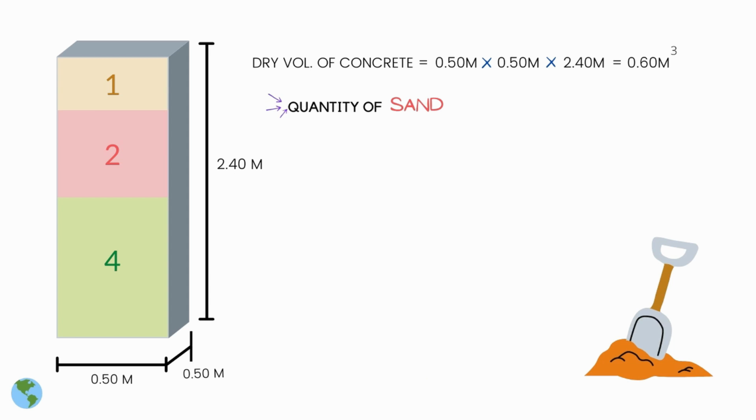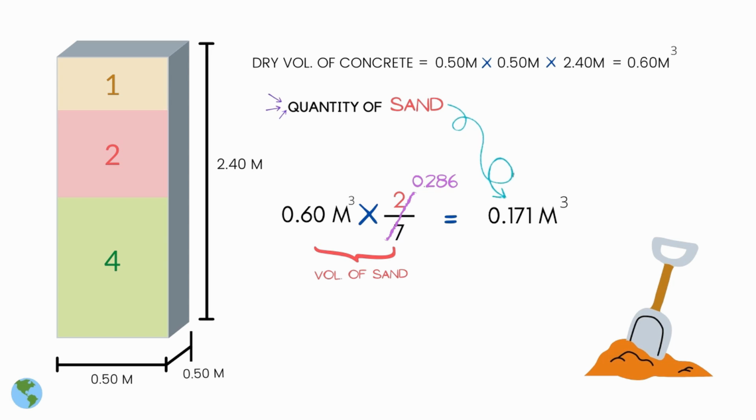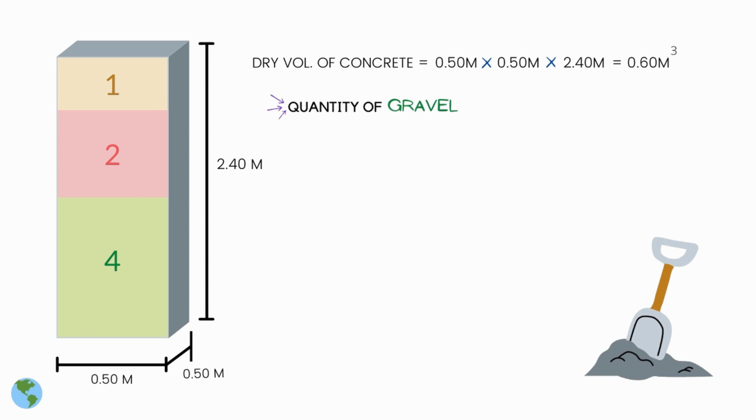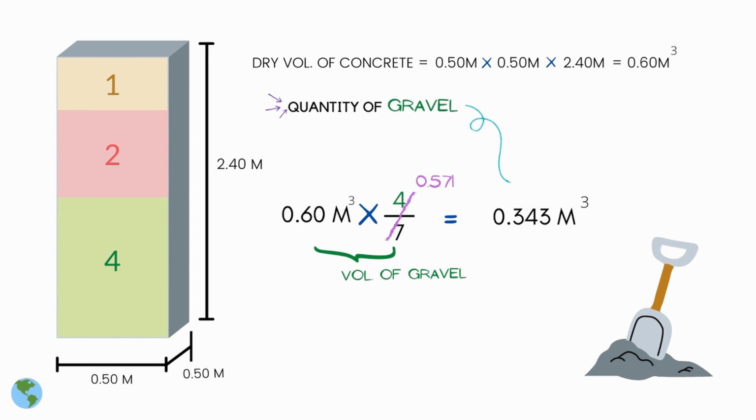For the quantity of sand, I will just multiply the volume of concrete by the percentage of sand in a given concrete. In this example, 0.60 cubic meters of concrete multiplied by 2/7, I will have 0.171 cubic meters of sand. And for the quantity of gravel, I will just multiply the volume of concrete by 4/7, since that is my percentage of gravel in a given concrete, and I will have 0.343 cubic meters.